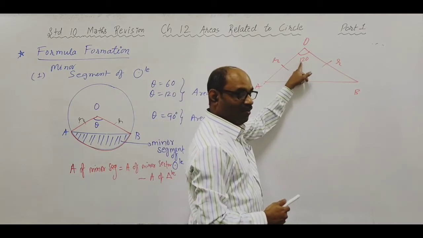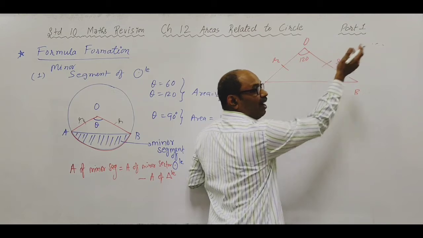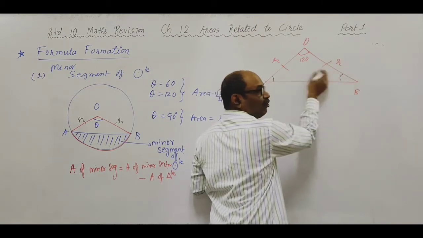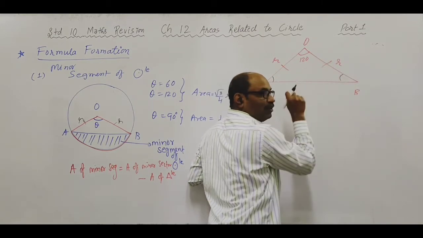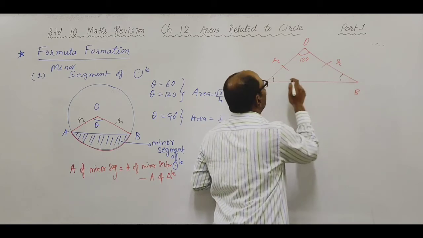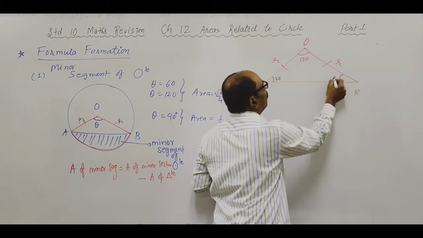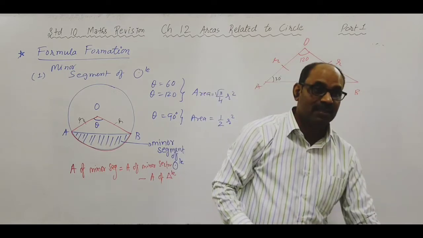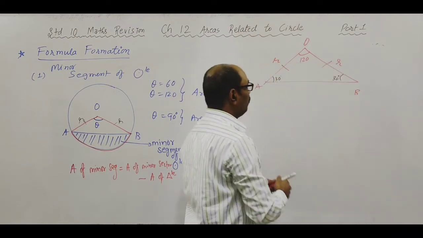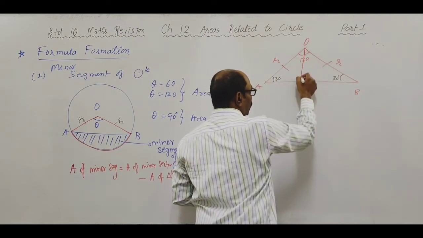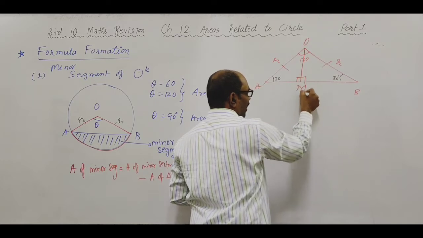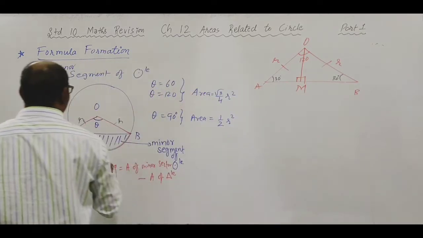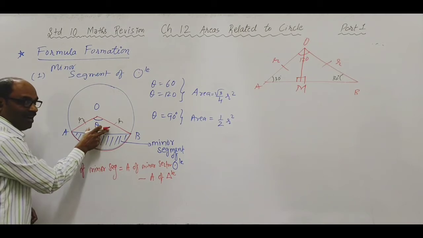ये कितना है? 120. So 180 में से 120 माइनस करो, 60 का आधा, क्योंकि ये तो ऑपोजिट साइड है, तो ऑपोजिट साइड इक्वल है तो ऑपोजिट एंगल इक्वल होंगे. So this will be 30 degree and this also would be 30 degree. So it's not equilateral triangle. क्या किया जाए? I'm going to draw altitude from O. Let's say OM is altitude.